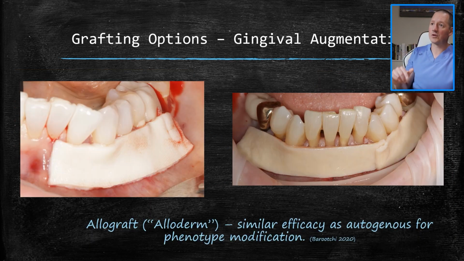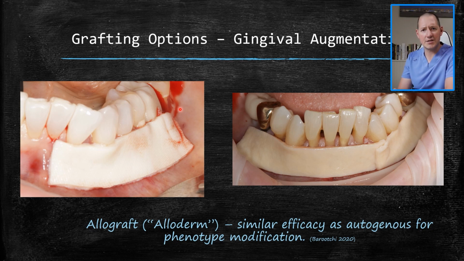Now let's move over to grafting options. Pull up this slide here. I talked about right in the beginning, right? We have autogenous tissue grafting, so that's for connective tissue grafts or free gingival grafts. We also can augment soft tissue using something called alloderm or an allograft material. This is tissue that comes from a donor, and it was originally developed for burn victims and has actually been applied to dentistry very well.